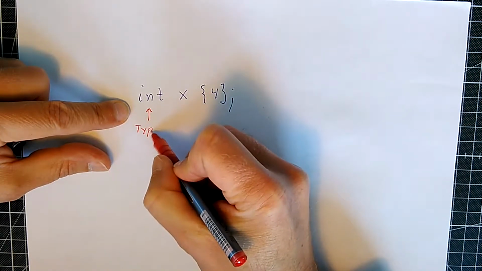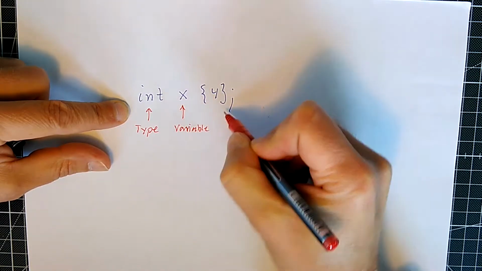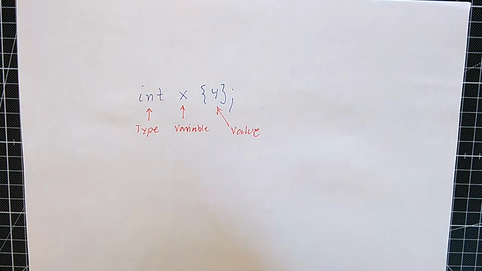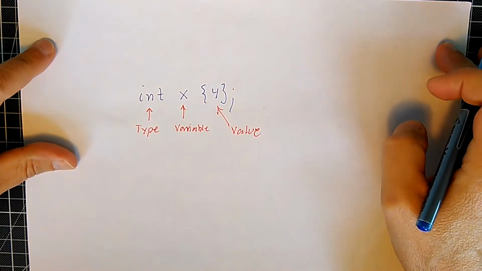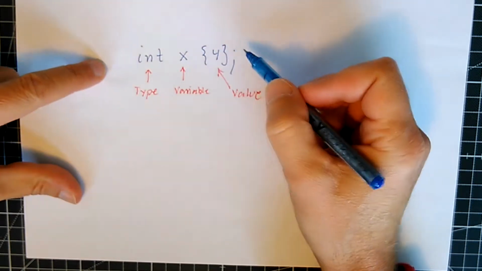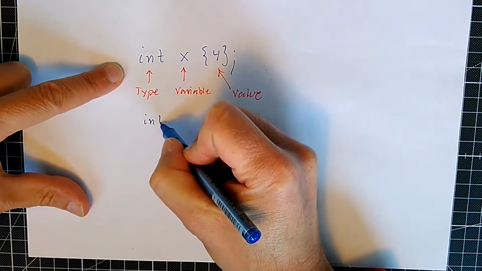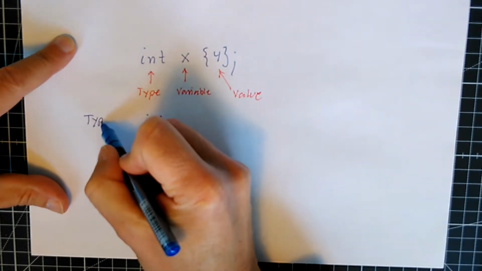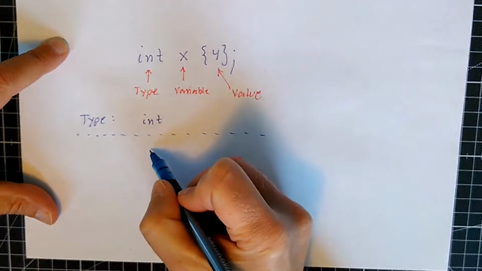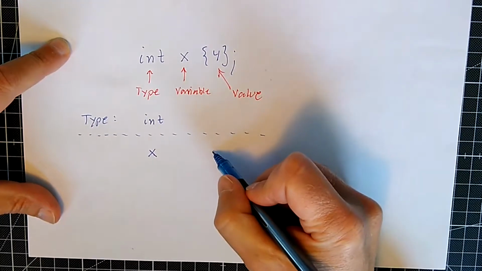So this is a type. This is a variable, and this is the value. So that's simple enough. But let's go further and see what we can do with this. Let's say I start to take this apart and write it like this. So we move the type up to its own level, and then we put x down here, and then we put the value here.